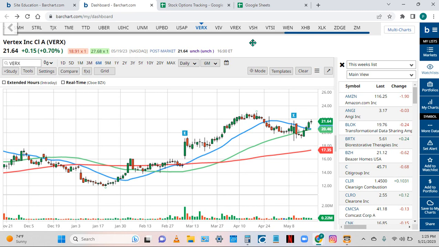Vertex, this is one that I do own now. That looks to me like a continuation higher. I'm probably going to add to that over Friday's or Monday's high.